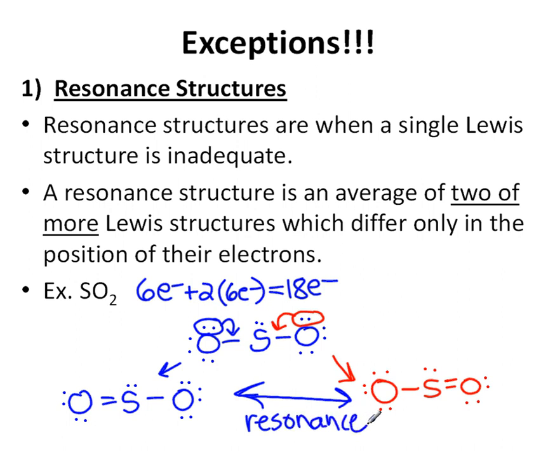So if you have to draw a Lewis structure where there could be resonance involved, you've got to show all possible structures in your answer. And it won't say this is a resonance structure, it'll just say draw it. And if you see there's an option for resonance, you have to do it.